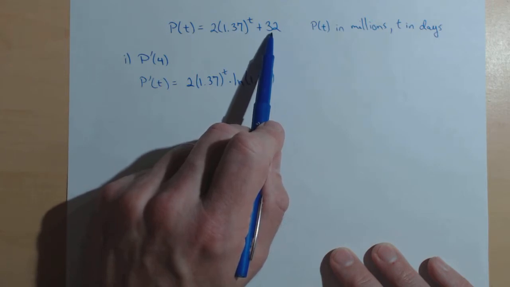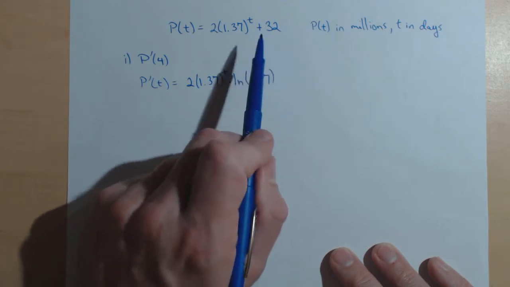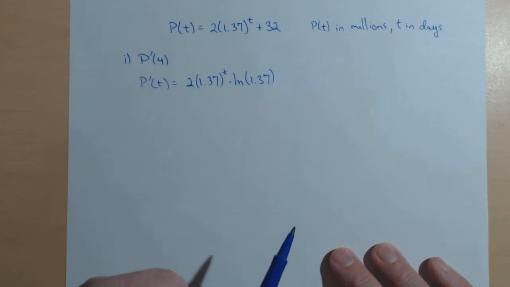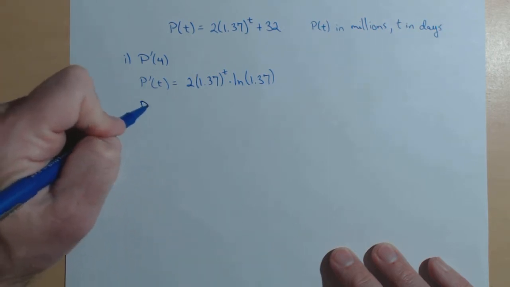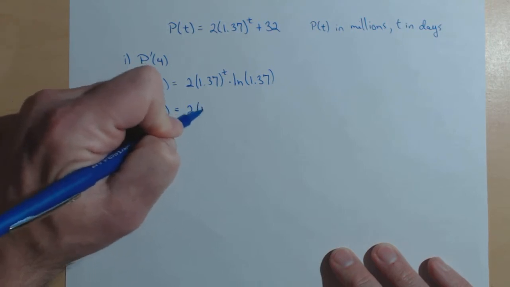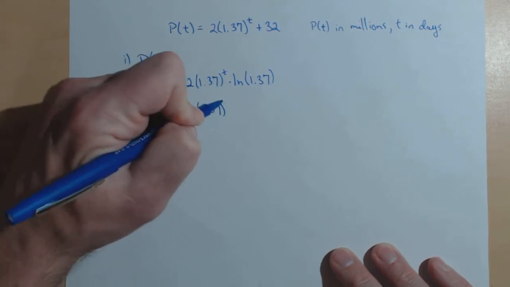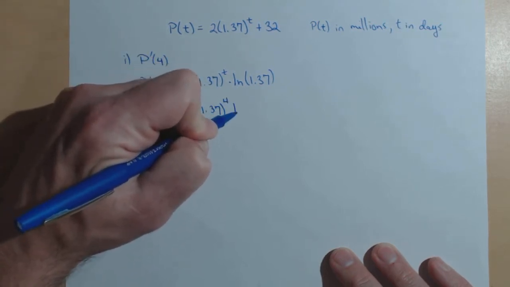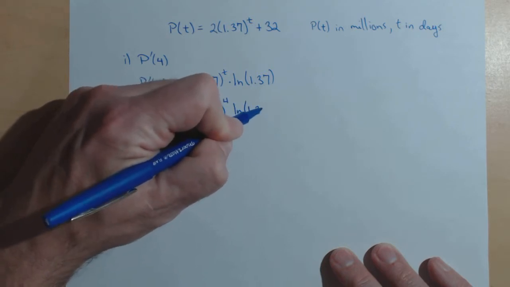Now we also have to take the derivative of 32. 32 is a constant, so its derivative is 0. So right there is our derivative. And now we can find P prime of 4 by plugging 4 in for t. So we'll go ahead and, using a calculator, estimate this value.